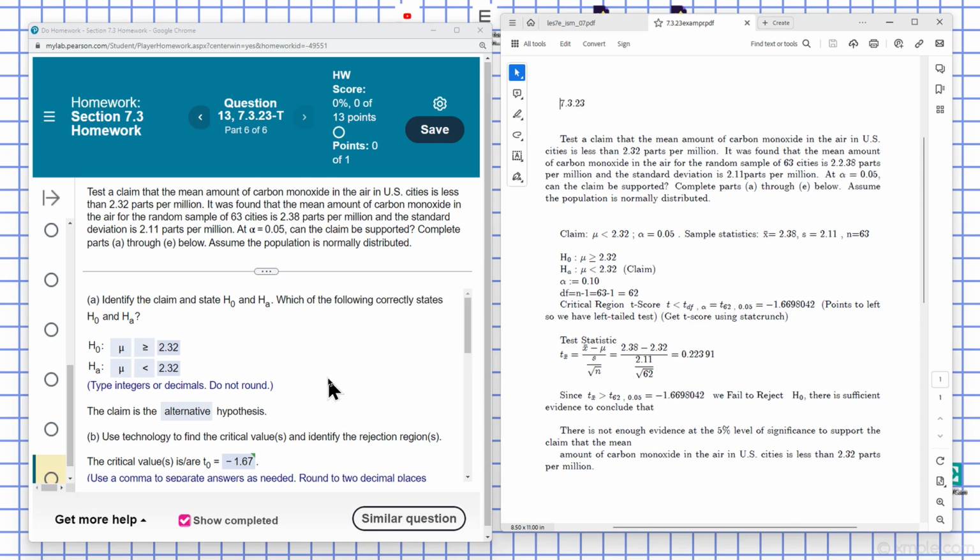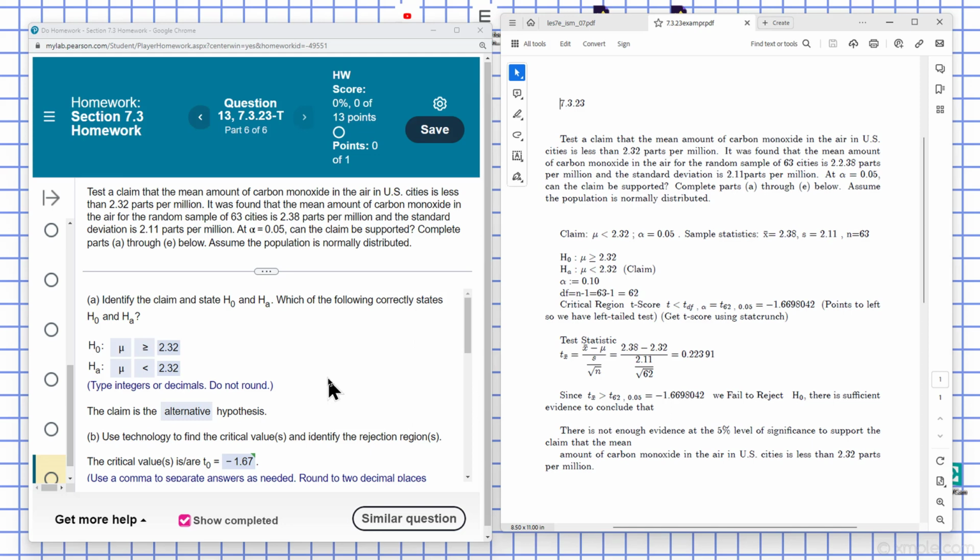This is chapter 7, section 3, problem 23. Test the claim that the mean amount of carbon monoxide in the air in U.S. cities is less than 2.32 parts per million. It was found that the mean amount of carbon monoxide in the air for the random sample of 63 cities was 2.38 parts per million, and the standard deviation is 2.11 parts per million.